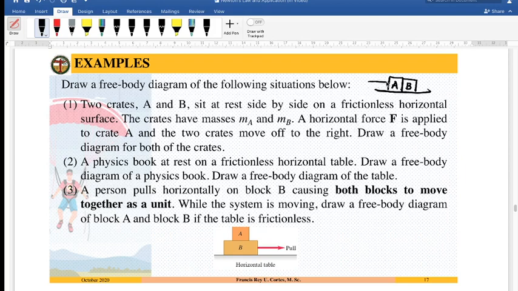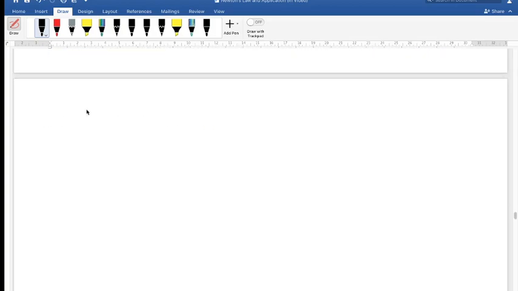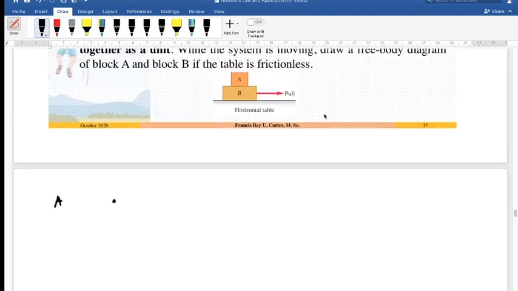So we have F here, the applied force. We can put this one as FA, the applied force. And the two crates move off to the right. So they are moving together in this direction. So we have to draw a free body diagram for both of the crates. Okay? So crate A first. So crate A, we can represent it like a point, right? Because of the particle model.